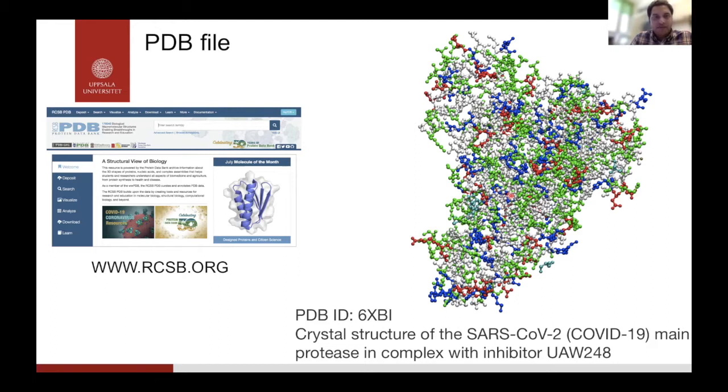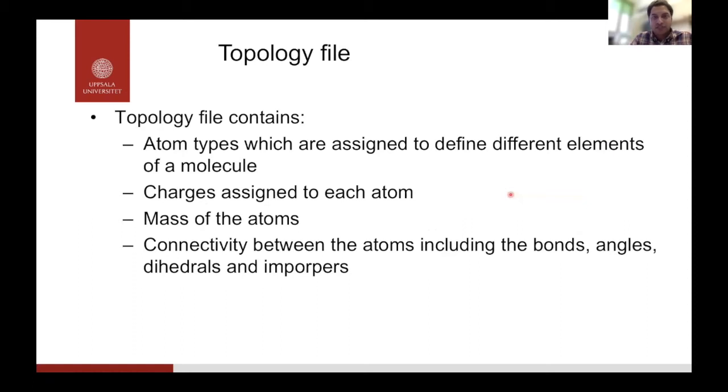So once you have the structure file, like the coordinates of all the molecules, then you need the topology file. The topology file contains the atom types assigned to define different elements of the molecule, the charge state of each of the atoms in the molecule, the mass of those atoms, and also the connectivity of those atoms, which includes the bonds, angles, dihedrals and impropers. Some of these were already explained in Alexis's lectures, like the bonds, angles, dihedrals, and impropers. I'll just show you how they are defined in the system.